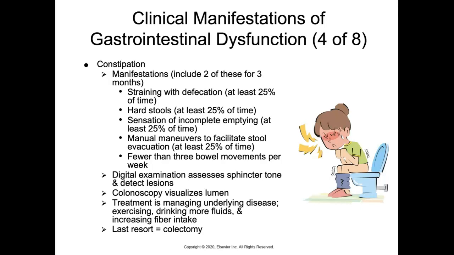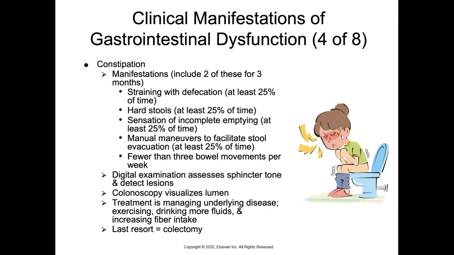To help with diagnosing this, there could be a digital examination to assess the sphincter's tone and detect any lesions present. Colonoscopy can visualize the lumen, and as far as treatment, it could be just figuring out what is the disease or underlying process that is causing the constipation to take place. You can recommend that the patient exercises more, drinks more fluids, and takes in fiber through the foods they eat or taking a fiber supplement.